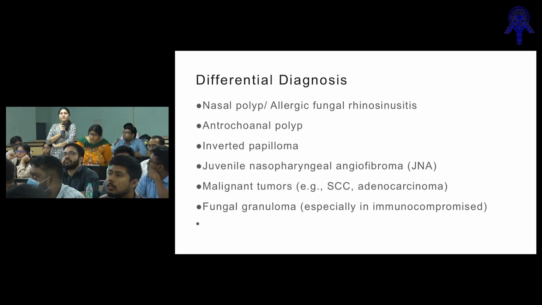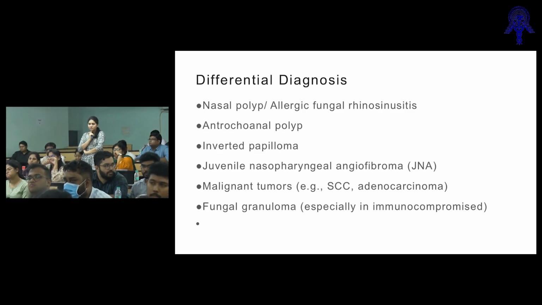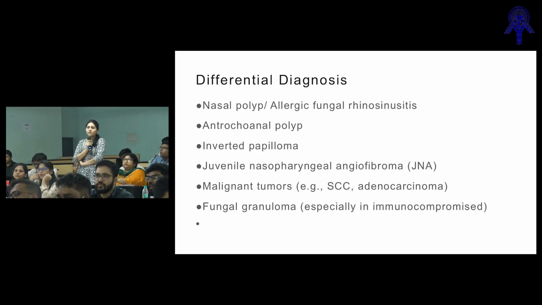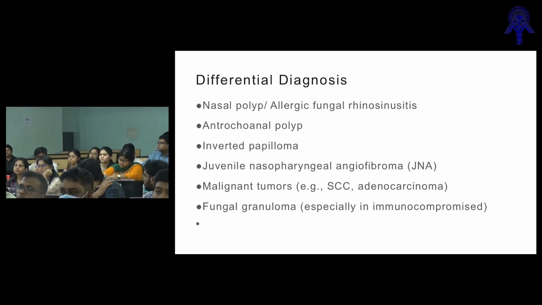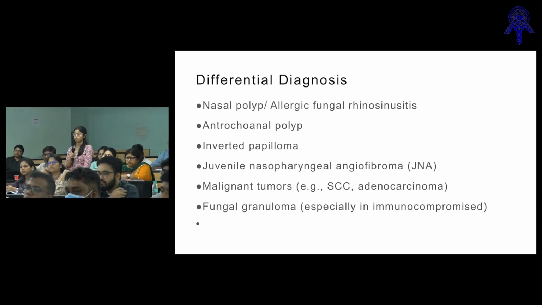Sir, it will be heterogeneous. That is the double density sign. Also, any bone destruction, bone remodeling, or bone erosion can be seen in the CT findings. Is there any other differential diagnosis than the antrochoanal polyp and AFRS?